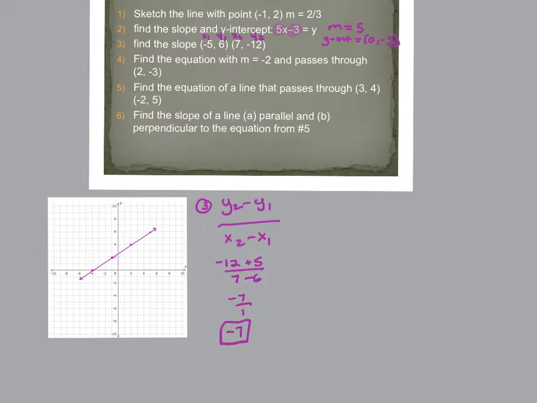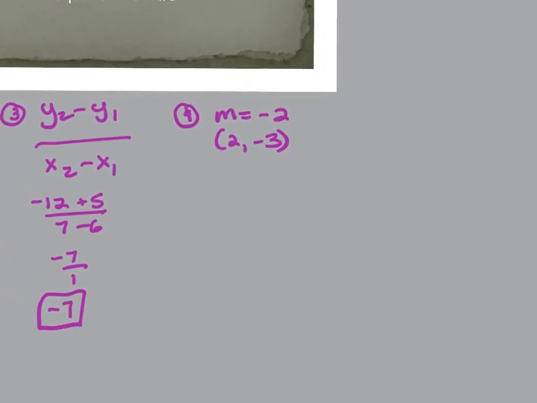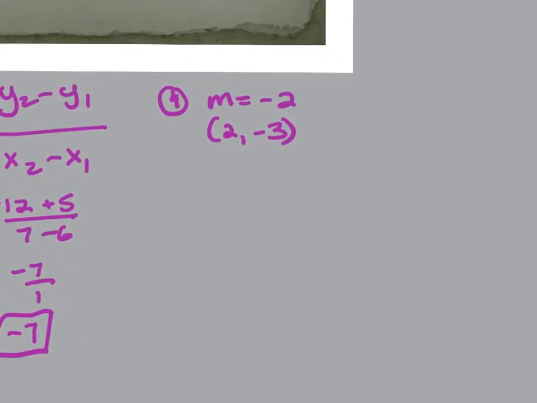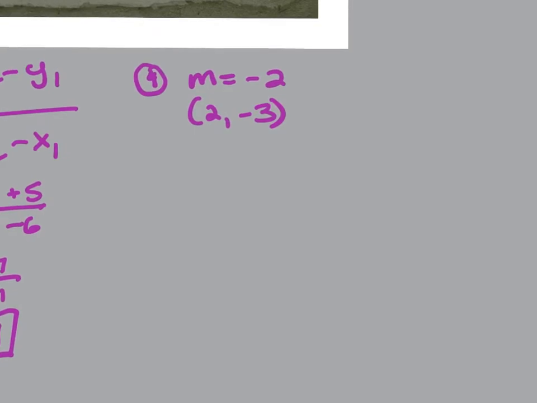Number 4 says to find the equation of a line with slope equal to -2 and point (2, -3). So remember that there's two ways to do this. One is plug it into y equals mx plus b, solve for the b, and then plug the b and the m back in. The other is point slope. So the point slope equation is y minus y1 equals m times x minus x1. This is my x1, this is my y1, and then the m is the -2. So y minus a -3 becomes +3, equals -2 times x minus 2.